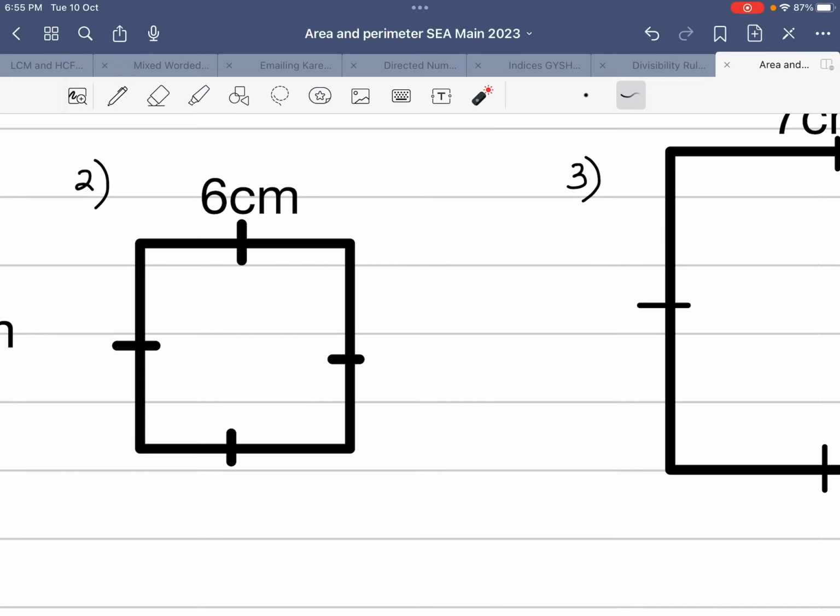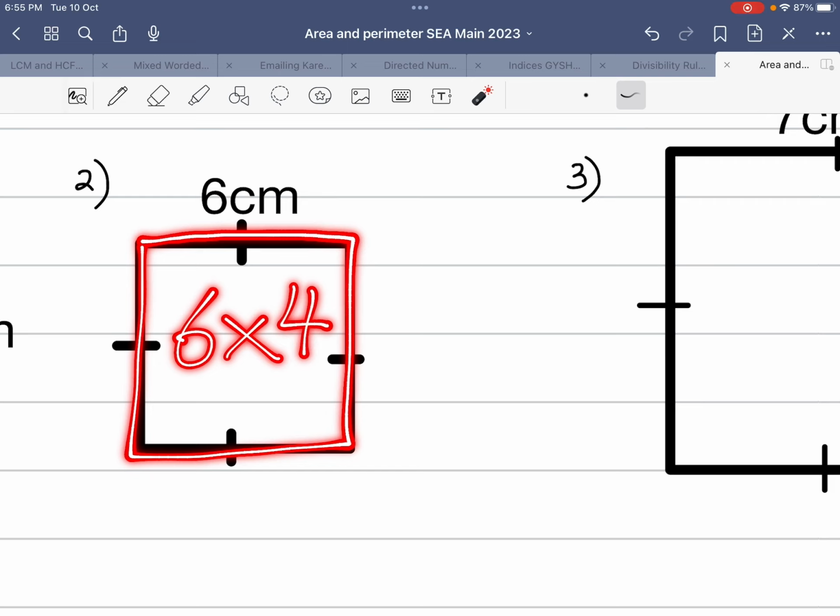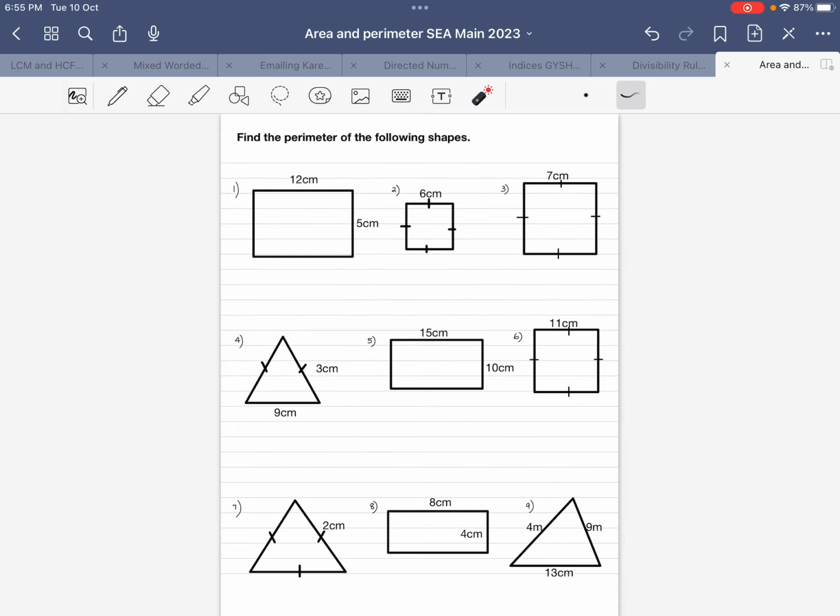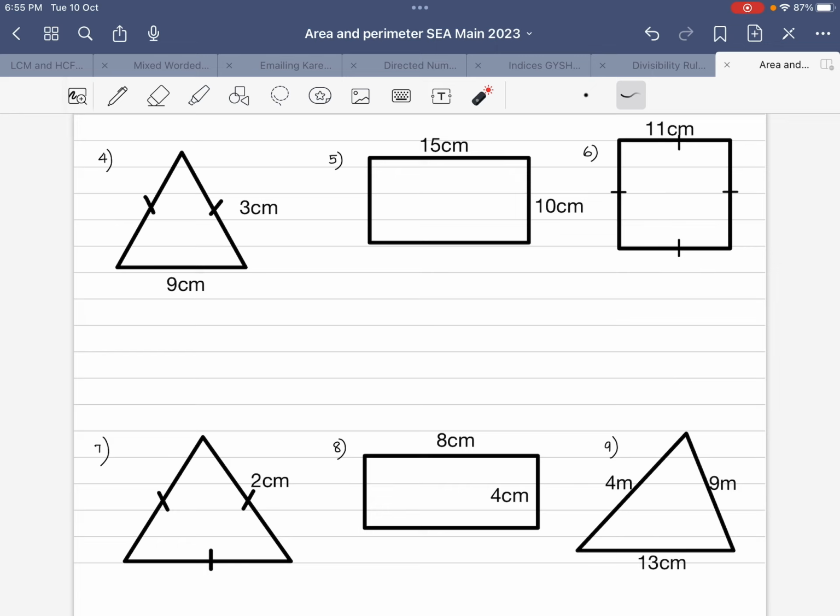For a square, we add all the sides, so 6 plus 6 plus 6 plus 6. Or we can say 6 times 4, which is 24. Side times 4. And then we have a triangle. We can see that by these dashes, it indicates that this is an isosceles triangle. So this side will be equal to this side in length. So this is 3 and this is 3. So you can simply add 3 plus 3 plus 9.